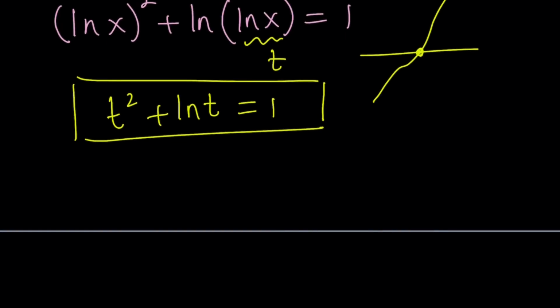So what can I do with this? I can isolate ln t. Let's do it. Why? I'll tell you why in a little bit. Because I know the graph of ln t and I know the graph of 1 minus t squared. Why? One of them is a parabola, the other one is the log function. Oh, come on. You should know these basic graphs.